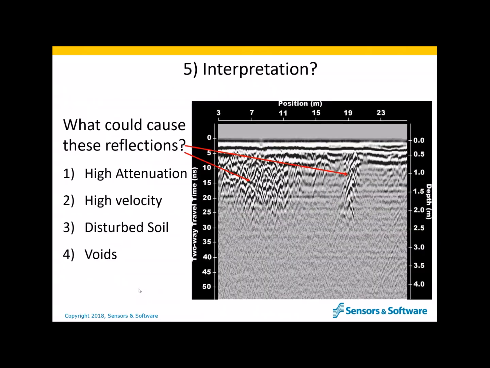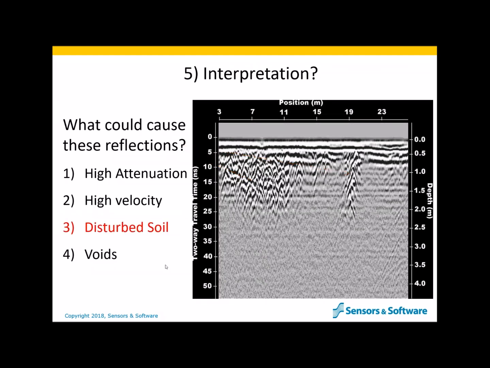Okay, next question. Here's a cross-section that shows some interesting responses. What could be causing these reflections? 75% of you got the right answer of disturbed soil. 18% of you talked about high attenuation. High attenuation removes signal, it doesn't add. Now perhaps you're talking about the high attenuation in these areas. The way I would approach this, if you struggle with this interpretation, and this is a tough one, there's no doubt about it, again, it's out of context.